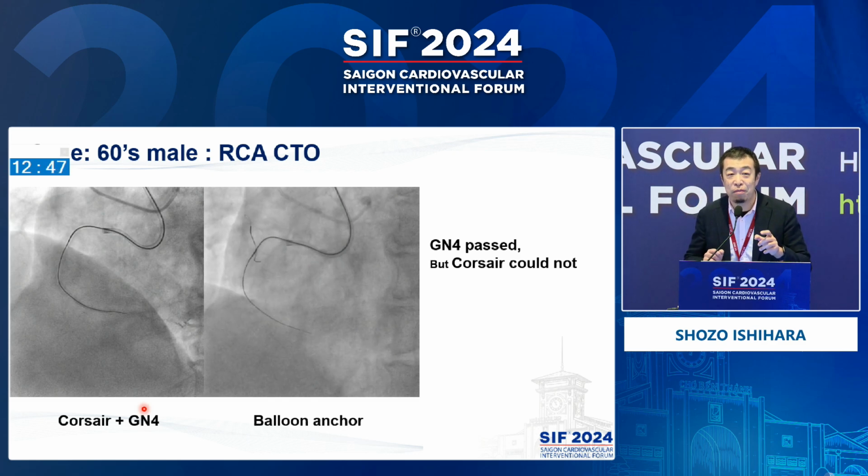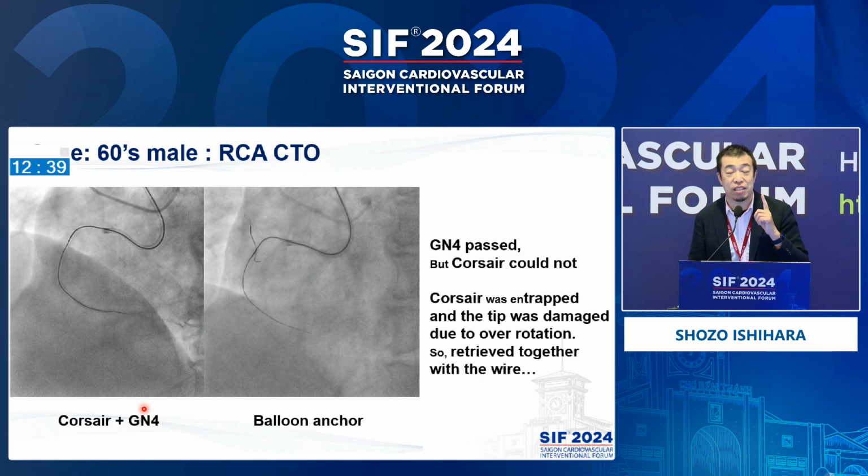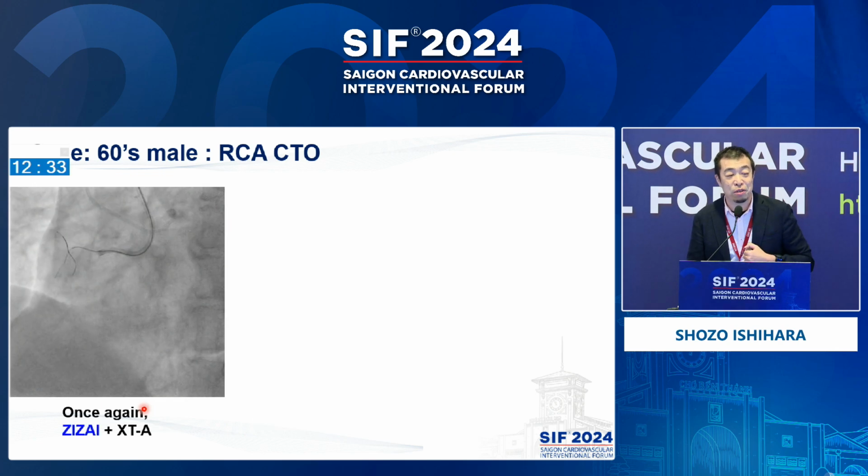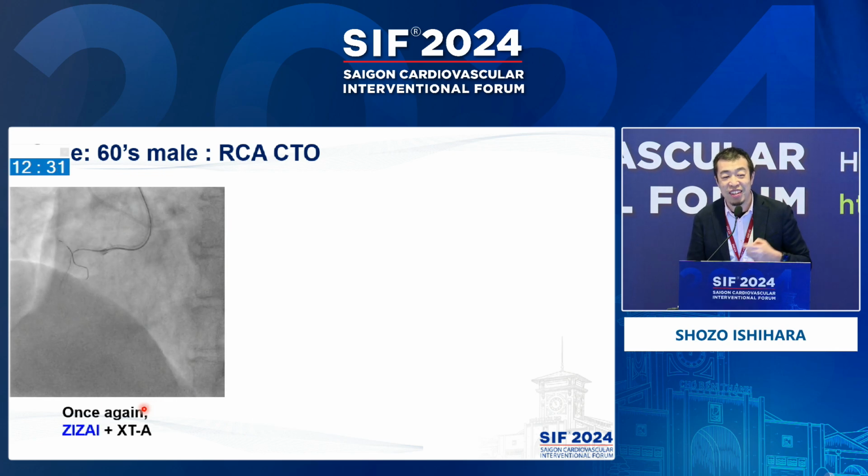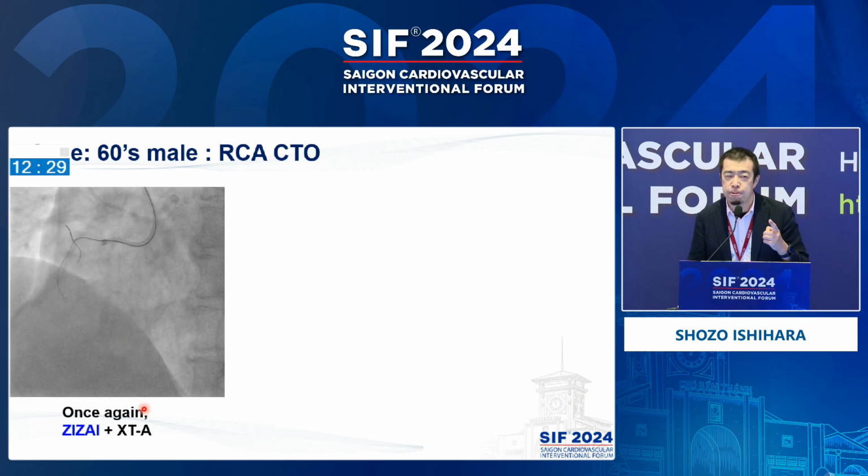And at that time, the wire was bitten by the Corsair microcatheter. So even using the balloon anchor technique, I couldn't advance the microcatheter. And then the Corsair was biting a little bit with the wire. So, unfortunately, once again. But in this kind of situation, don't use Corsair again.